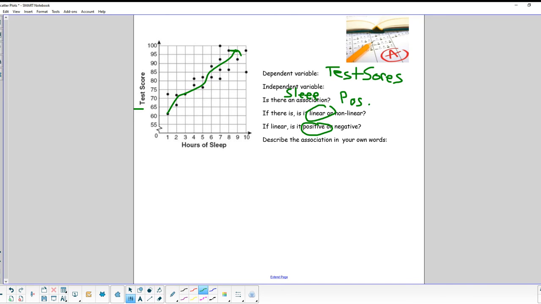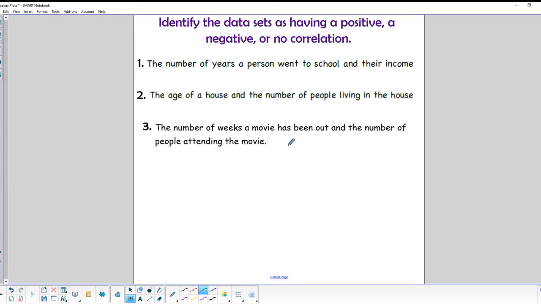Okay, so moving on to the next one. Identify the data sets as having a positive, negative, or no correlation. Number of years a person went to school and their income. So if a person got a lot more education, were they more likely to make more income or less? I think most of the time they would get more income, so positive. The age of a house and the number of people living in the house. There shouldn't be any correlation with that.